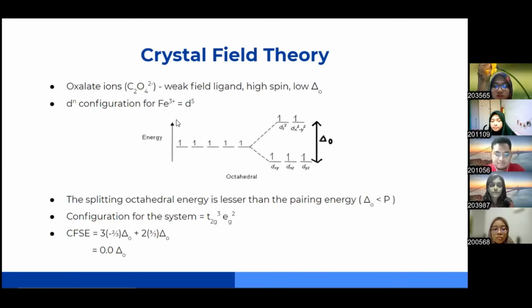Okay, thank you, Jasmina, for explaining about VBT just now. So I will continue about crystal field theory. Okay, so as Jasmina said just now, oxalate ion is a weak field ligand. So it has a high spin and low splitting and low delta O.